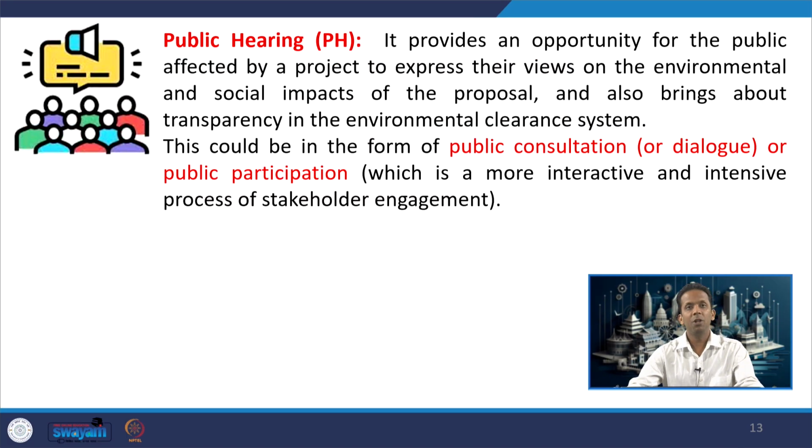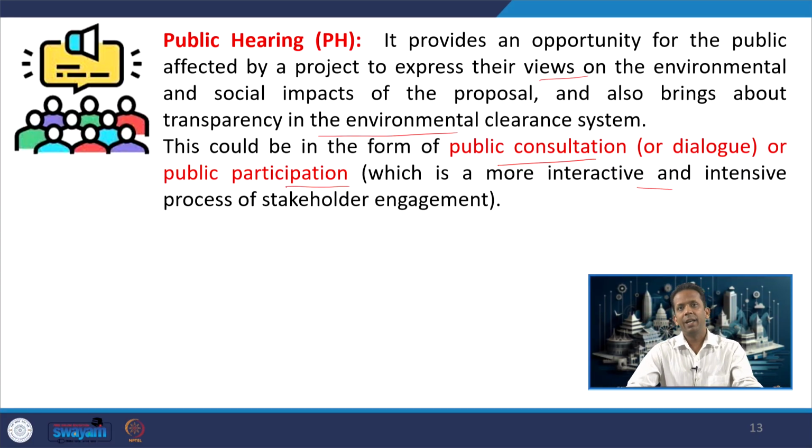And once that report is prepared, public hearing is basically for the community or the public living close to the project site. It is important to understand their views on the impacts of the project proposal, and that will also help make this environmental clearance system more transparent. Okay. Now, how do we get this public hearing? It can be in the form of public consultation or dialogues, or a participation of public, which is a more interactive and intensive way of stakeholder engagement.